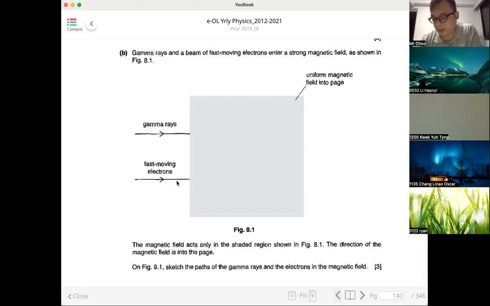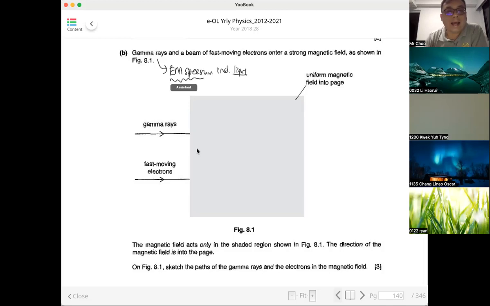Okay, just assume gamma ray is part of the EM spectrum. Am I right? That includes light. Light is part of the EM spectrum. I'm not saying that light is part of gamma ray. So light and gamma ray are part of the electromagnetic spectrum. Let's assume we don't talk about gamma ray because a lot of us cannot imagine what gamma ray is. Let's imagine it's light.